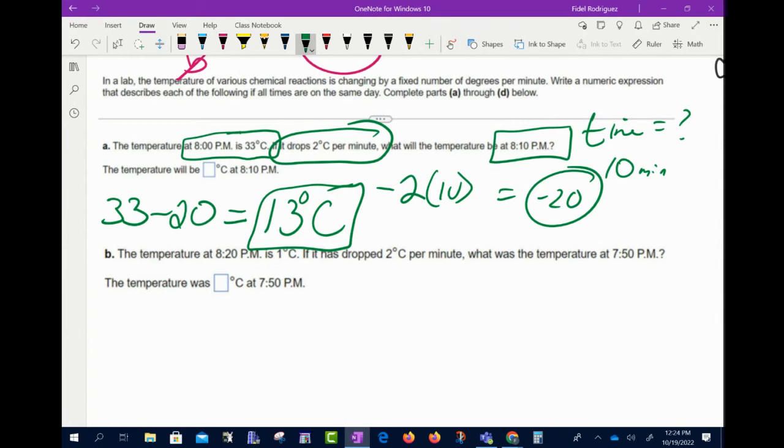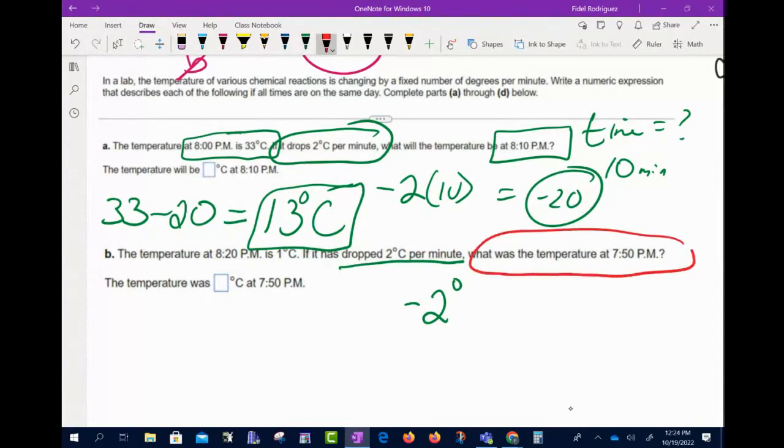Okay, so look, I'm going to look at the next part. It says the temperature at 8:20 is 1 degree Celsius. Okay, if the temperature has dropped 2 degrees per minute, I still know that's a negative 2. The question is asking me, what was the temperature at 7:50? Okay, so y'all, just like we've done before, look, I know the temperature at 8:20. I want to know, what was the temperature at 7:50?